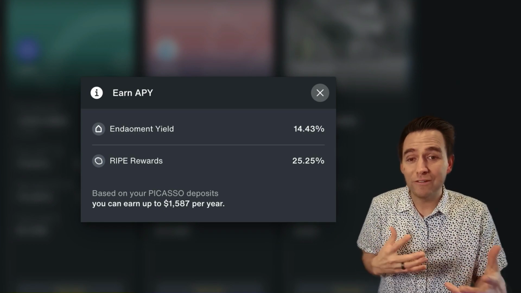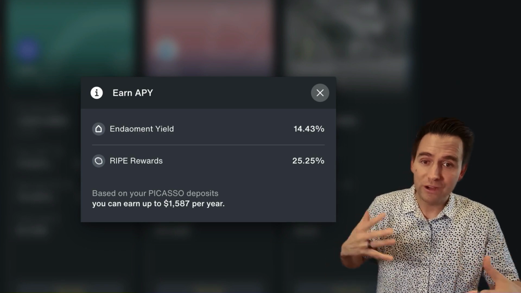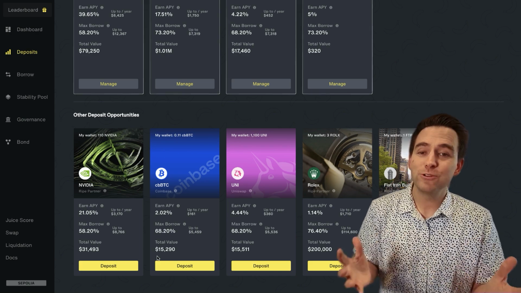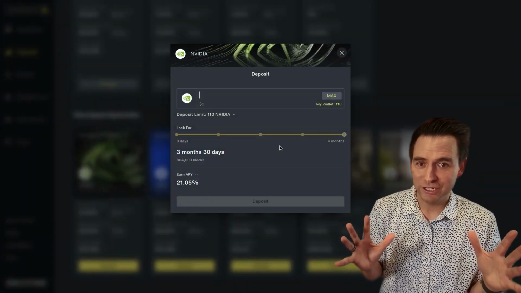Of course, we also have Ripe tokens as a key incentive driver for the first few years to help bootstrap the protocol, as well as get more distribution for governance. Let's do a deposit of my tokenized NVIDIA stock. Let's deposit all of my shares.